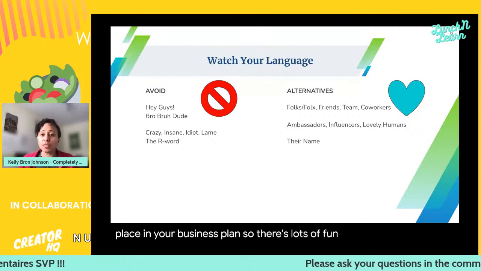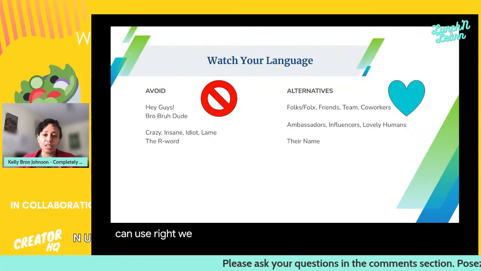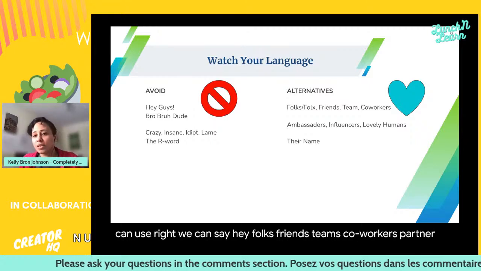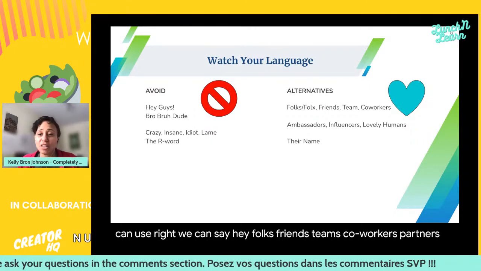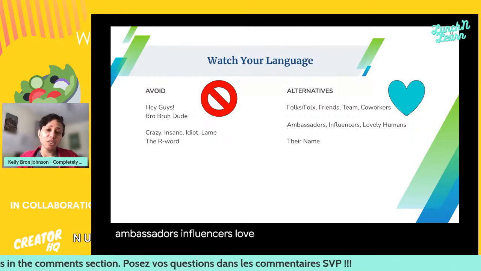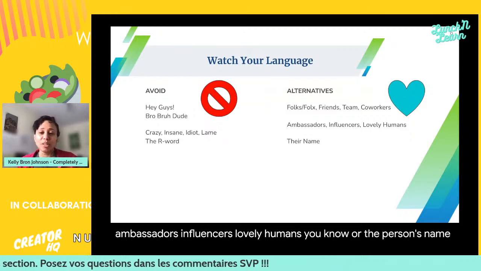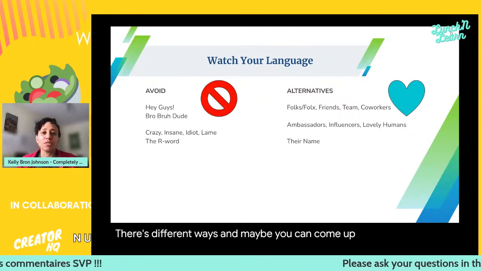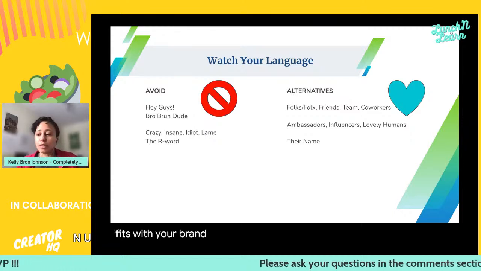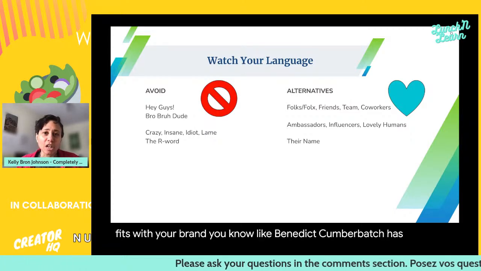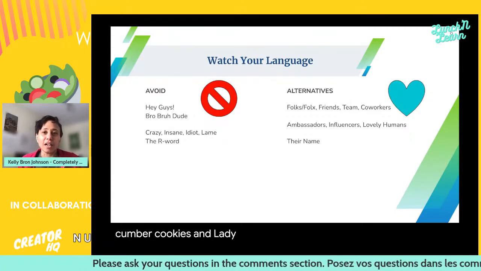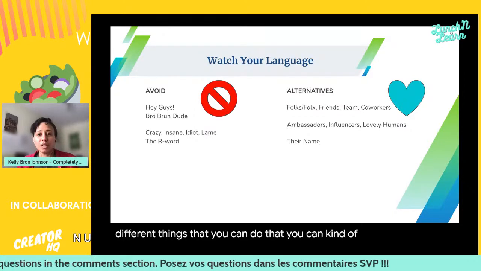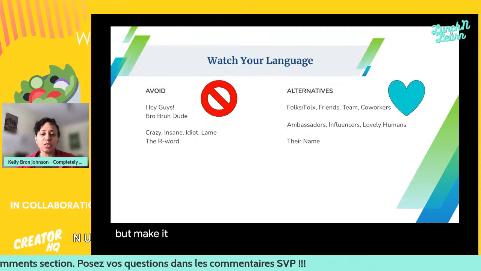So there's lots of alternatives though that we can use, right? We can say, hey folks, friends, teams, coworkers, partners, ambassadors, influencers, lovely humans, or the person's name, if you have that information. But there's different ways, and maybe you can come up with your own that fits with your brand. Like Benedict Cumberbatch had the Cumber cookies, and Lady Gaga has her monsters, right? So there's different things that you can do to make it your own, but make it inclusive.